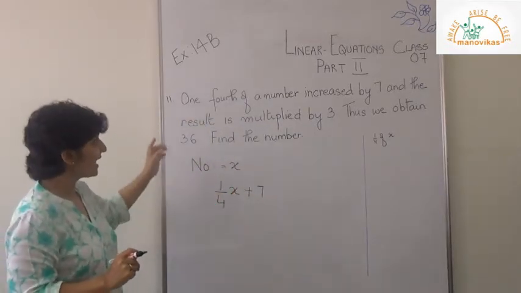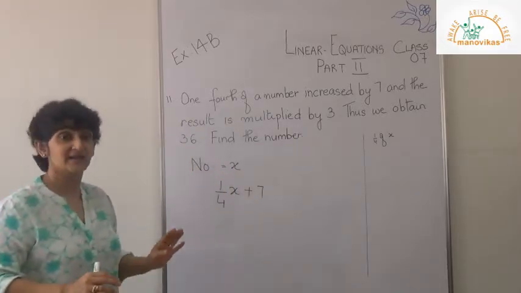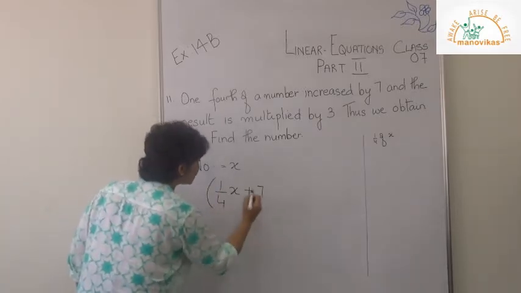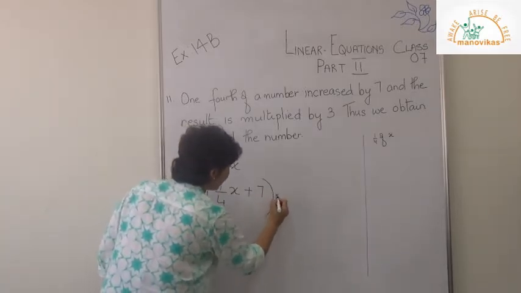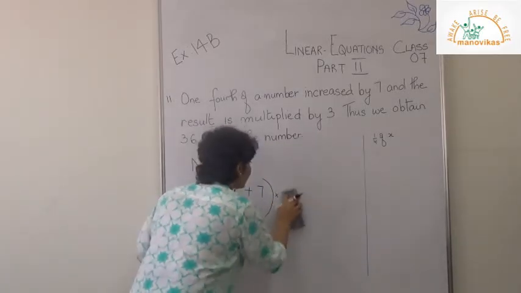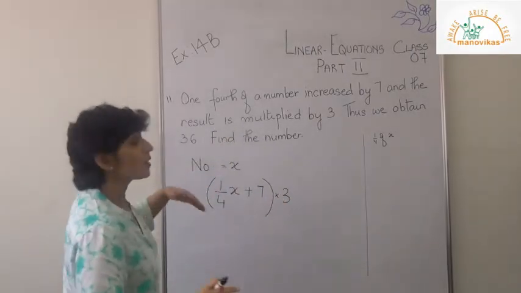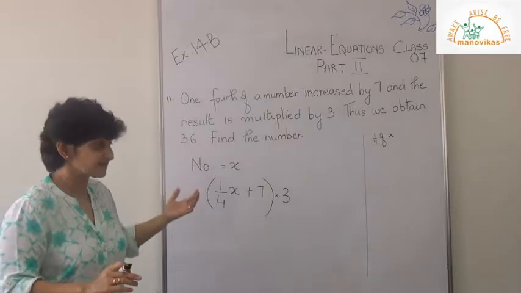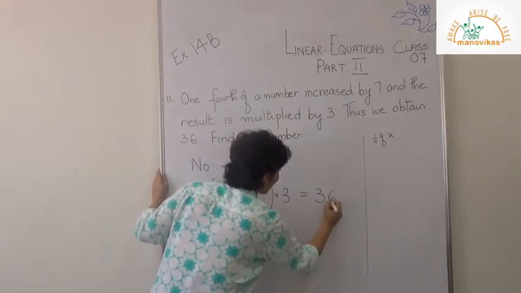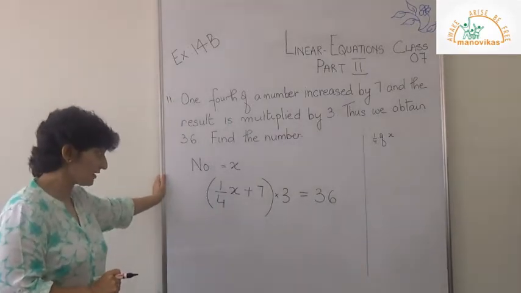Increased by 7. And the result means whatever I get, and the result is multiplied by 3. Means I need to multiply this with 3. Okay? Multiplied by 3. Thus, we obtain 36. Means, whatever I do, then my answer comes as 36. Find the number. So, you got it?